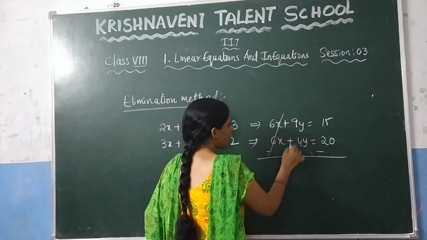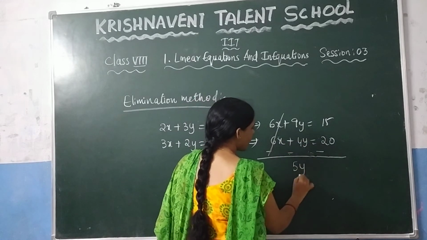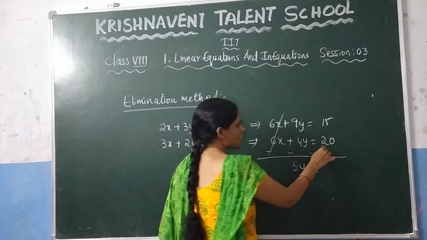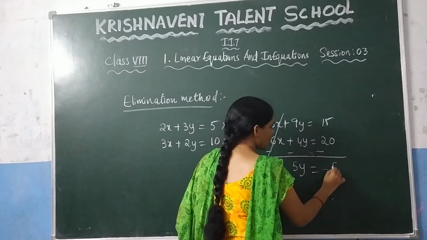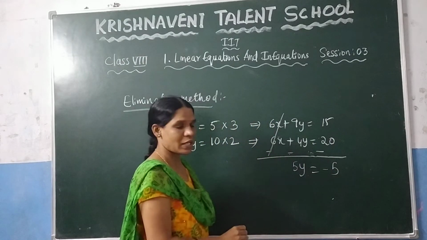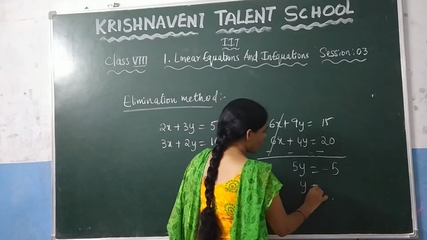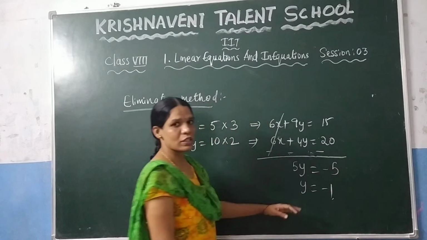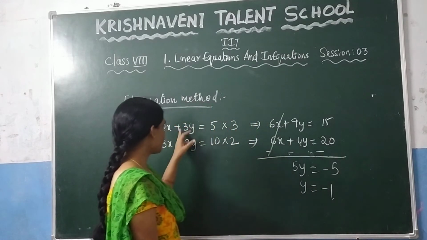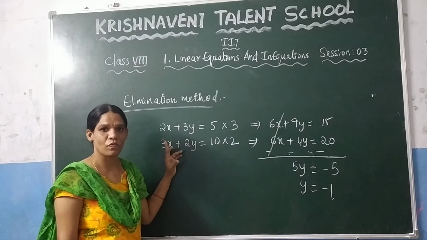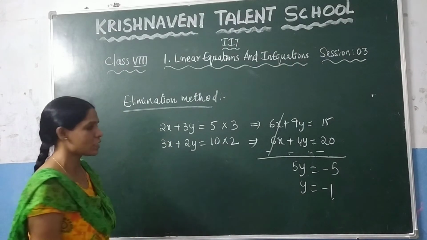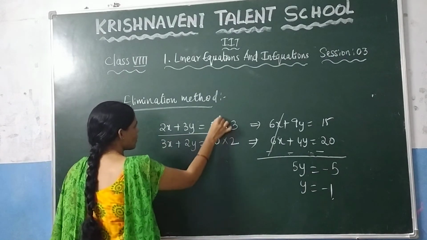And what is the value of 9 minus 4, which is 5y. And after that, here minus 20 plus 15. What is the value of minus 20 plus 15, which is minus 5. So what is the value of y, which is minus 1. You got the value of y. In any of the equations you can substitute the value of y so that you can find the value of x. So substitute in this equation here.